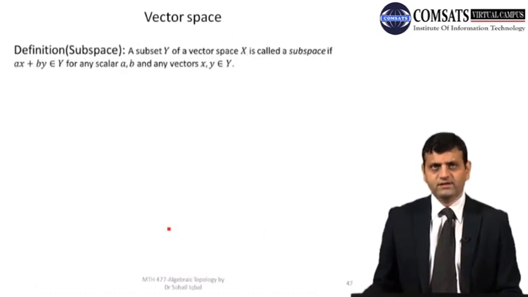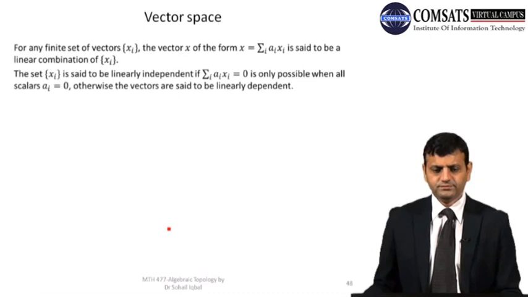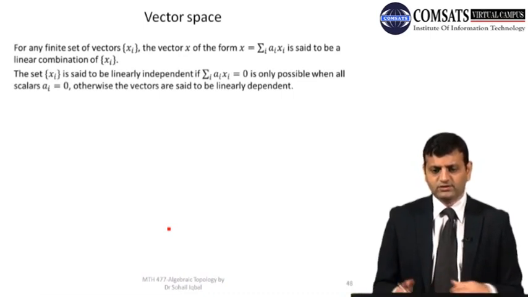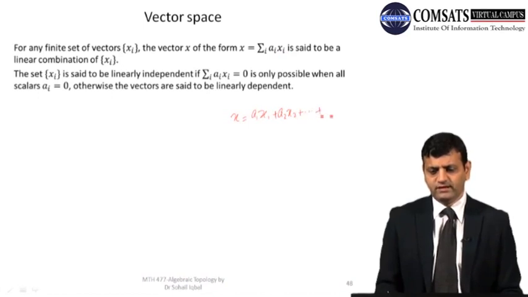A subspace: in a very similar way we can define what a subspace is. Of course it is a subset of a vector space which satisfies the axioms of the vector space. For any finite set of vectors, the vector x of the form is said to be a linear combination of the xi's. Basically x is equal to a1 x1 plus a2 x2 and so on up to plus an xn.